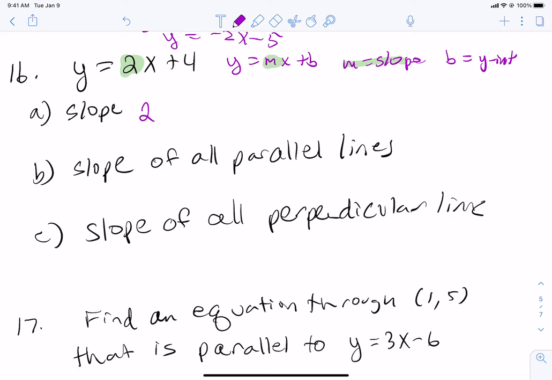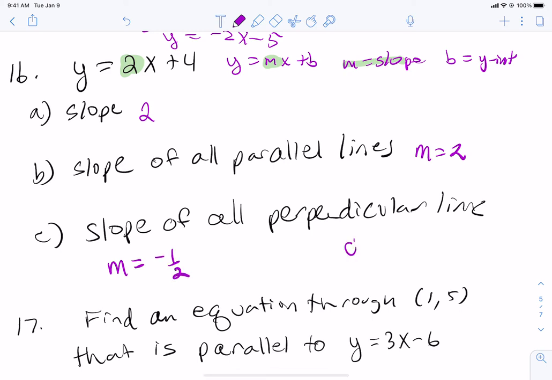Now, if they wanted to know what the slope would be for all parallel lines to that equation, you might recall that the slope of parallel lines is the same. So it's just going to be 2. Now, if they want perpendicular lines, you might recall that perpendicular lines have slopes that are opposite signs and reciprocals. When you multiply them, you should get negative 1. So we have to flip it and change its sign. Since it was positive, it becomes a negative.